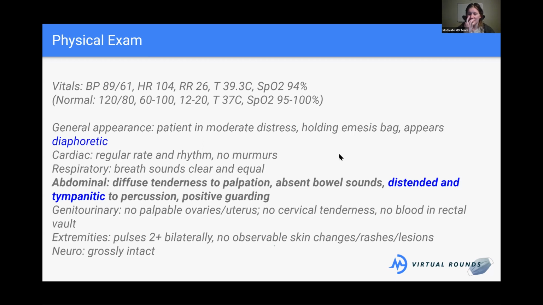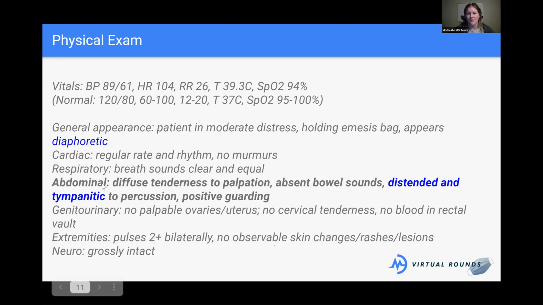So when you listen with the stethoscope to her bowels, you don't hear any gurgling, which is usually how I would describe bowel sounds. If you eat something, you can hear your stomach kind of gurgling, digesting. You don't hear that. Her abdomen is also distended and tympanitic to percussion.